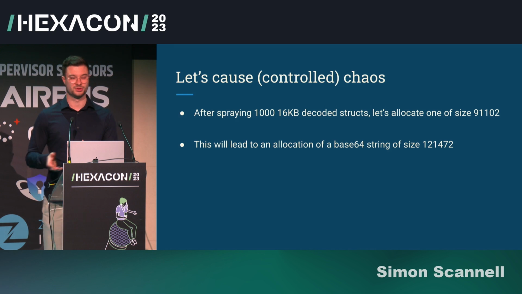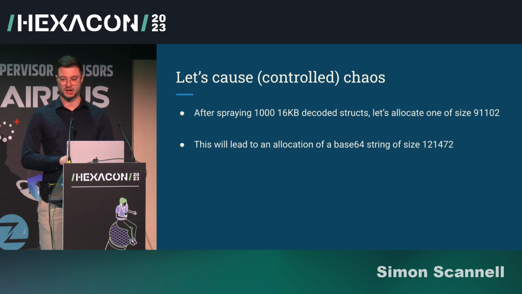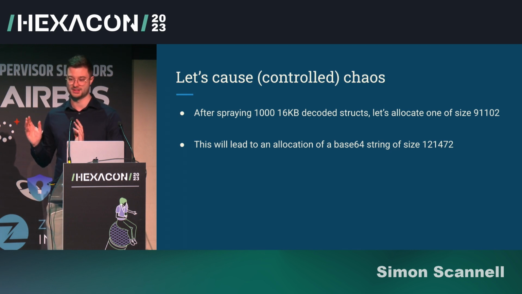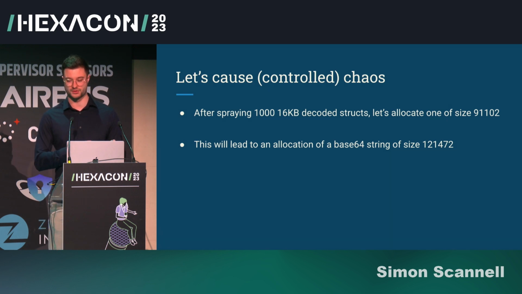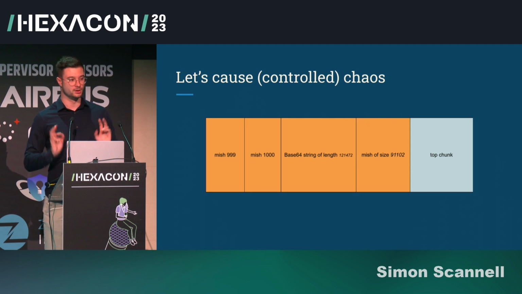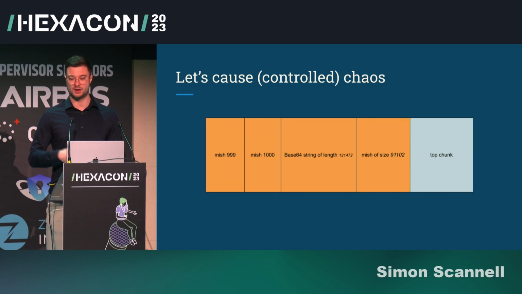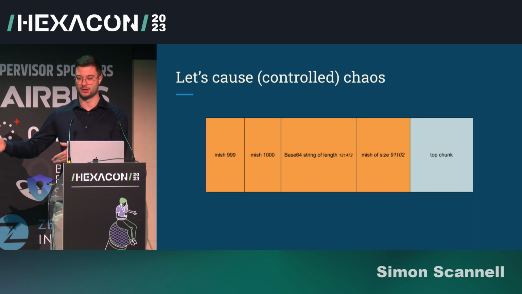So let's cause some controlled chaos. I'm going to throw quite a few numbers around here, but I'll explain, and it will make sense in a few slides. After spraying these 1,016 kilobyte decoded structs, we allocate one of size 91,102. This will lead to an allocation of a base64 string of size 121,472. Again, this will make more sense later, but this is what it will look like. Because we filled all of the 16 kilobyte holes previously, all larger allocations also cannot go into an existing hole, which means they will also be allocated at the end of the heap.